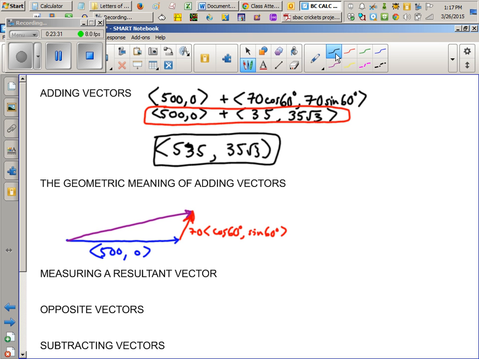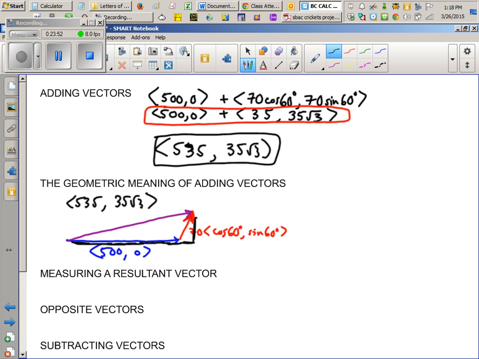What is its run? Well, its run is the first 500 miles, you could say, and then the other 35 miles. See? So the total length of that is 535. And then you go upwards. How much? 35 root 3. That's what we did when we did the red. We went up by 35 root 3.